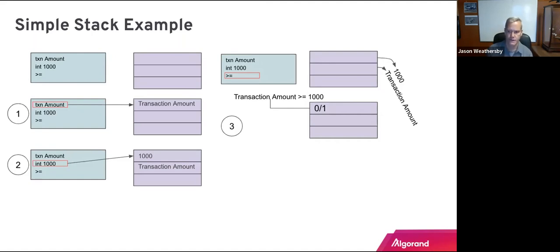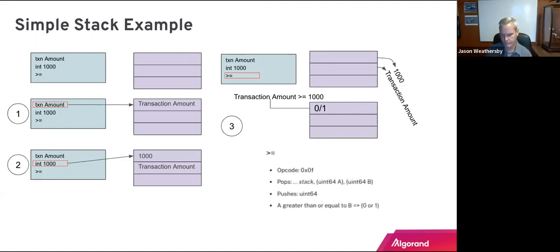Now, how do I know how much data gets popped off and how much gets pushed on? Well, we have an opcode reference doc. What the opcode reference doc does is it tells you everything the function does. For example, in this particular case, it pops A and B off the stack. That means it's expecting 2 integers at the top of the stack, and it'll pop both of those off. And it'll push a uint64, like I said, based upon whether A is greater than or equal to B.